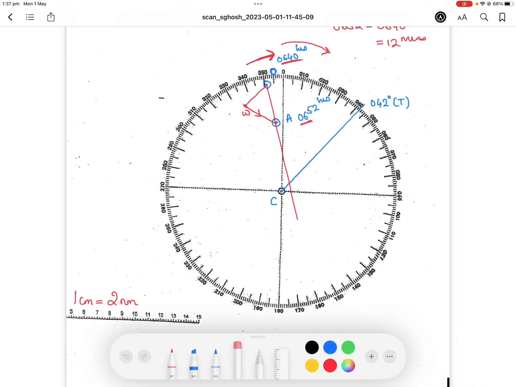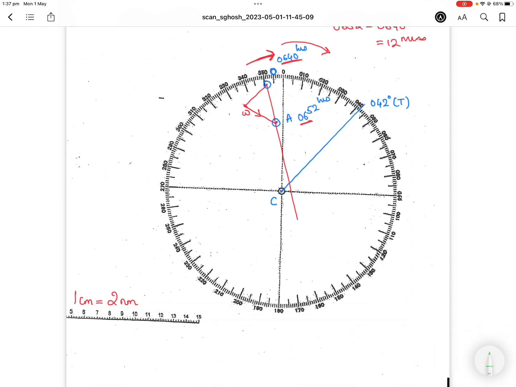So I will again change the color of the pen. I will try to use the green pen. What you basically have to do is, you see the line that I have extended from O to A and passing in front of C.